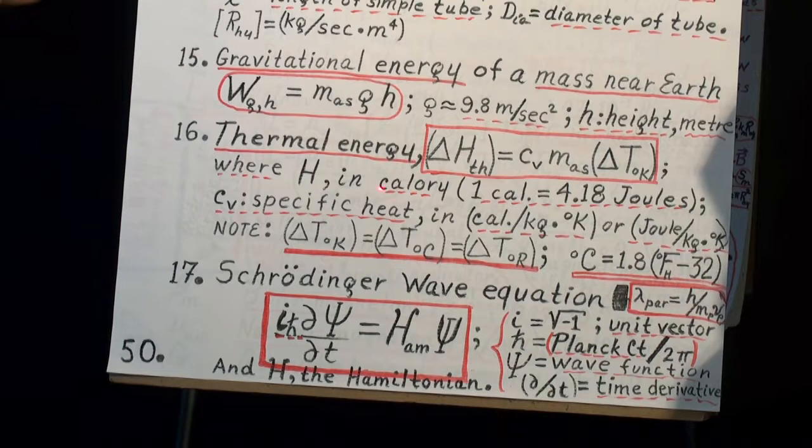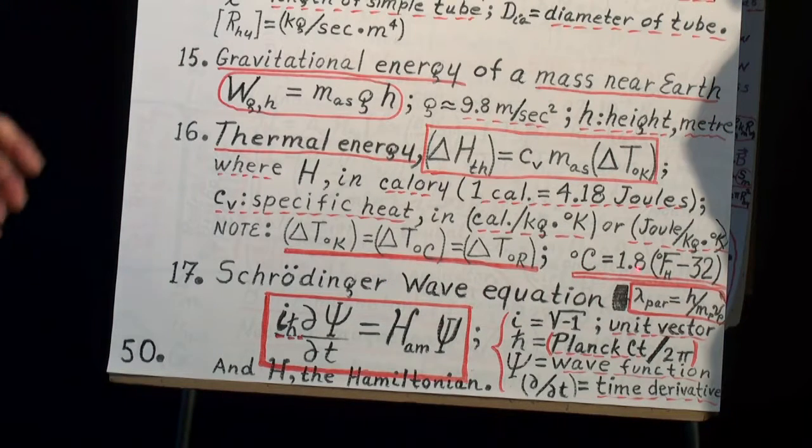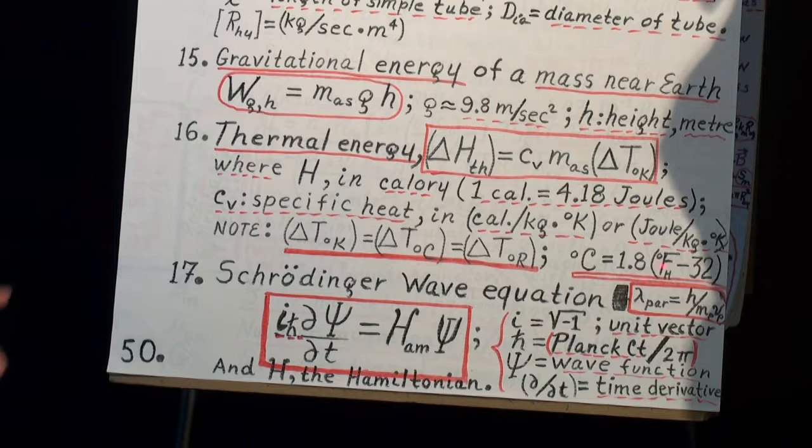So where H is in calories, just what I said, CV, the specific heat, is in calories per gram per Kelvin degree, or joules per kilogram per Kelvin degree when you use the right conversion. Note that, just as I told you before. And 1 centigrade degree is 1.8 multiplied by Fahrenheit temperature minus 32.